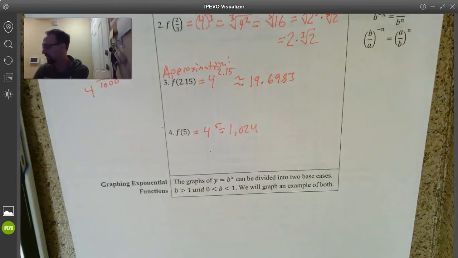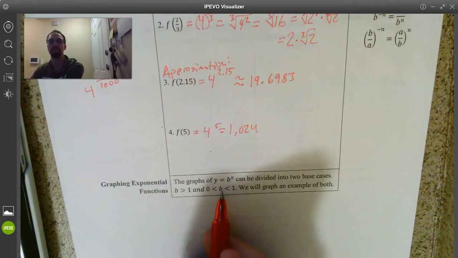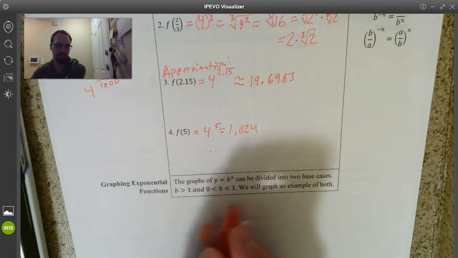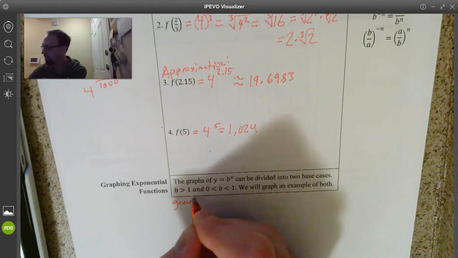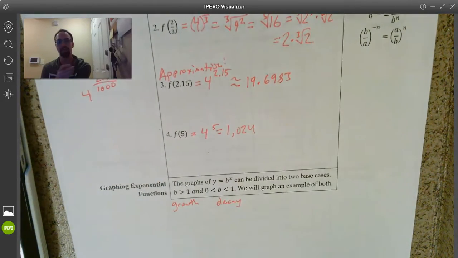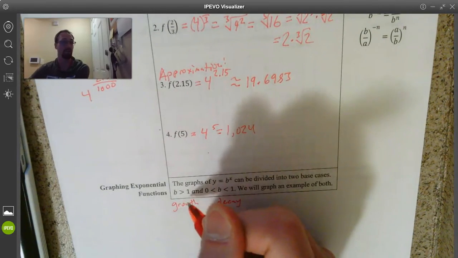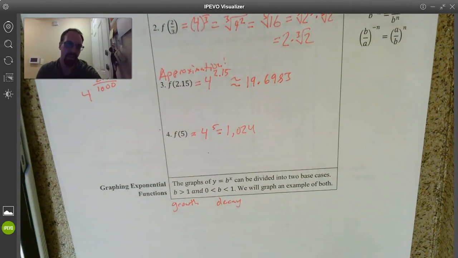The graphs of these, there's 2 cases. There's either a case where we have some value greater than 1, or we have our b value, our base, being between 0 and 1. These do different things graphically. We call this first one growth, and we call the second one decay. As you go from left to right, this exponentially grows, and this exponentially decays. We'll see an example of that in the next video.